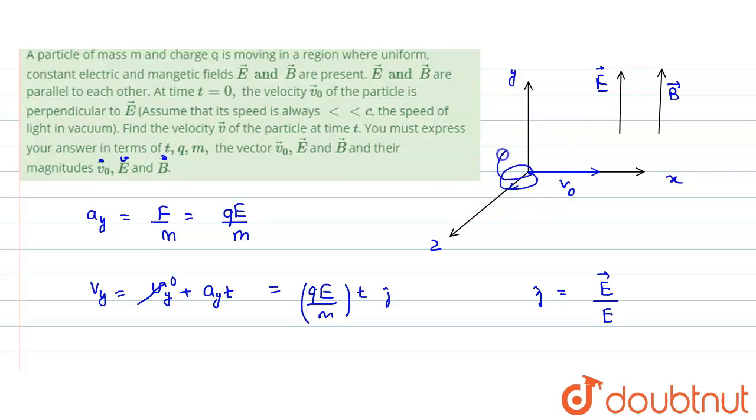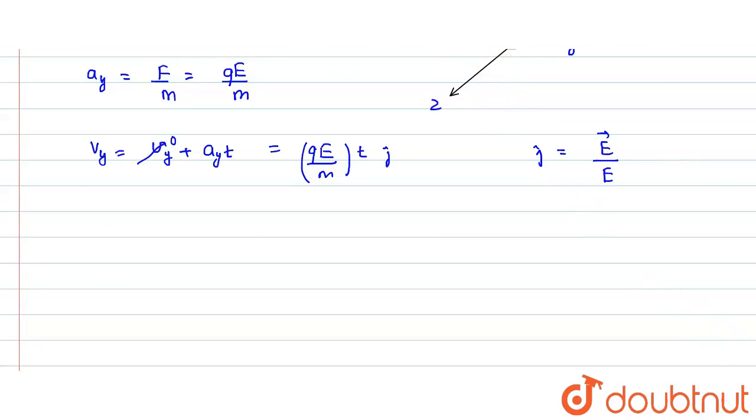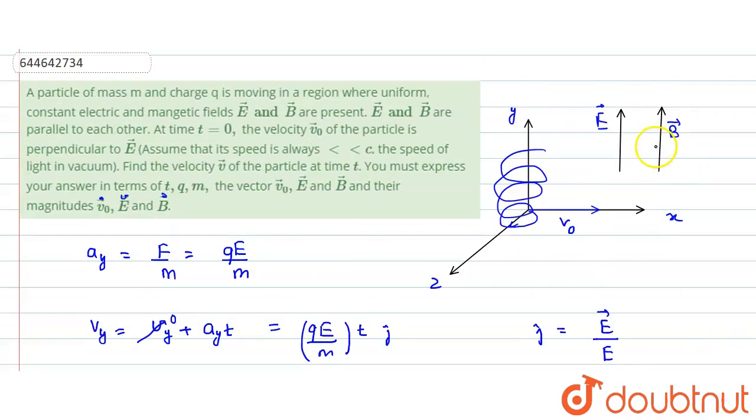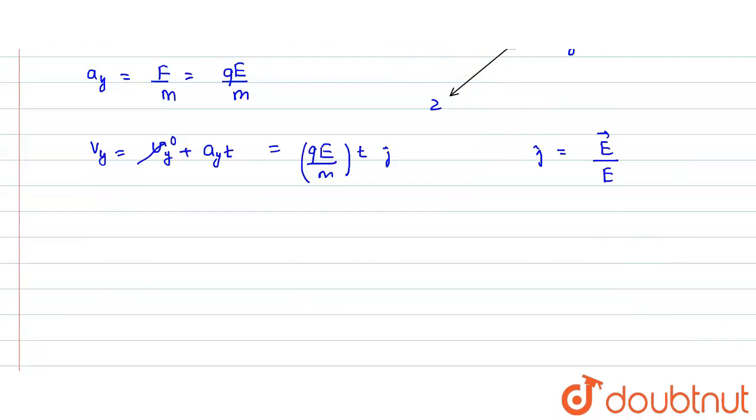So the motion would be something like this. This would be the motion. Now at any instant of time, initially it is having a velocity, but the magnetic field cannot change the value of this velocity. So let's assume that at any instant of time it is having a velocity v naught, and let's say this velocity is making an angle theta from here, and theta would be equal to omega t.